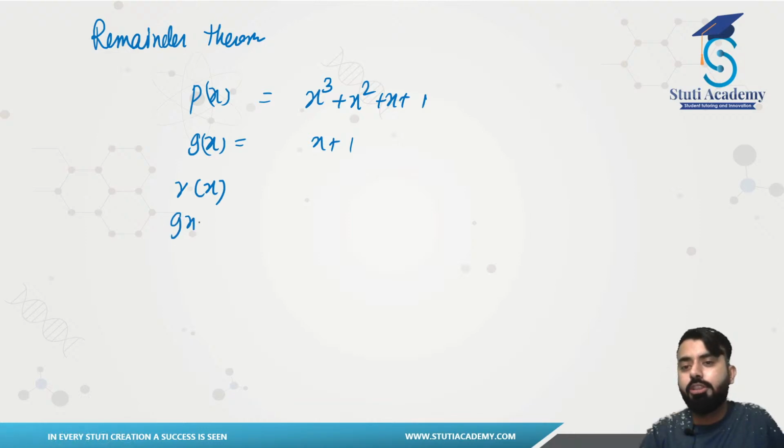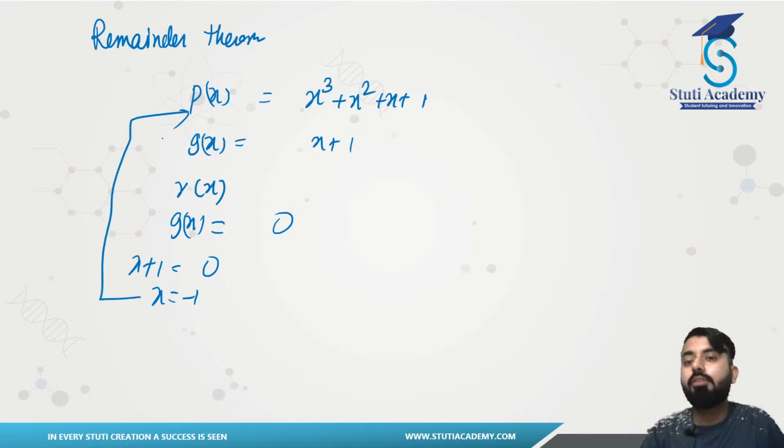Now, the remainder theorem states that you have to just put your g of x against 0, you guys remember this, right? So, x plus 1 will be put against 0. x will be minus 1. Now, we have to replace this x in our p of x, the method that we had discussed in our exercise 2.2. So, replacing this x here, I will have p of minus 1.